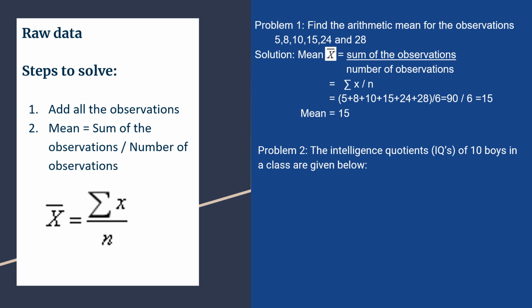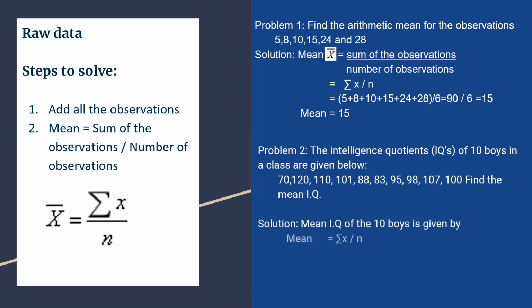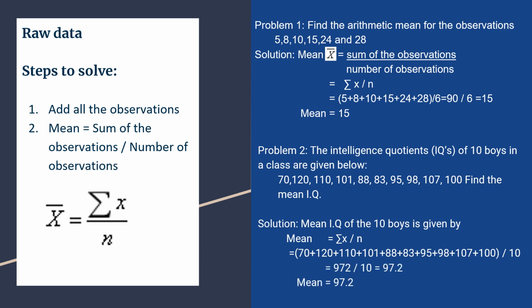Let us see the next problem. The IQ, intelligence quotients, of 10 boys in a class are given. Find the mean IQ. Formula is add all x divided by n. Here we have 10 observations. So adding all these observations and dividing by 10 will give us the mean. So the value of mean is 97.2. Mean is denoted by x bar.